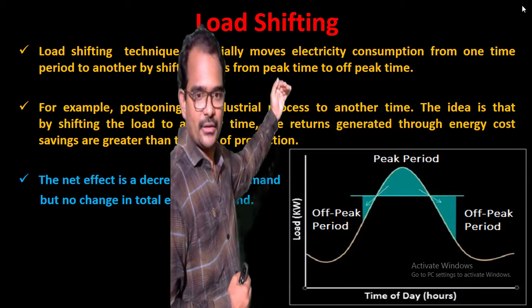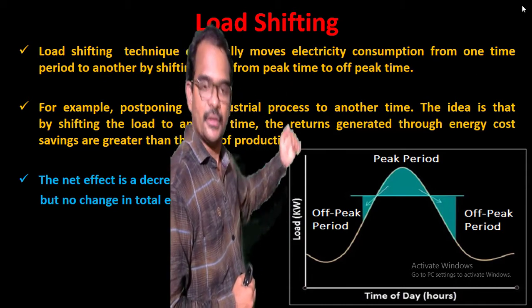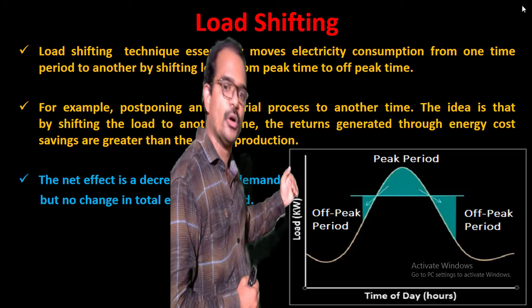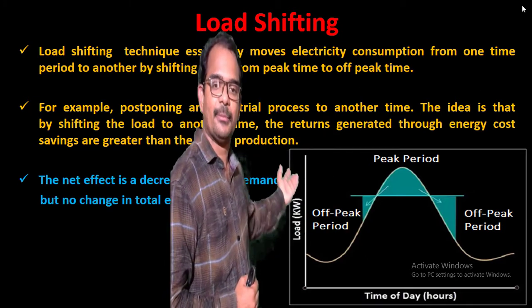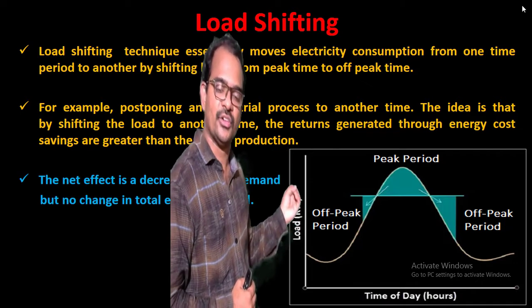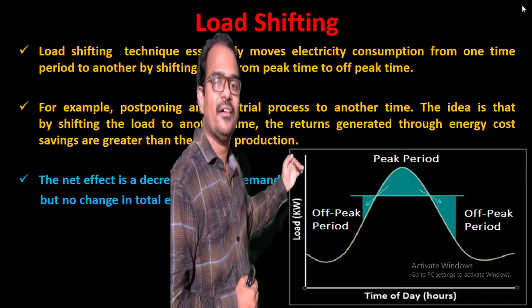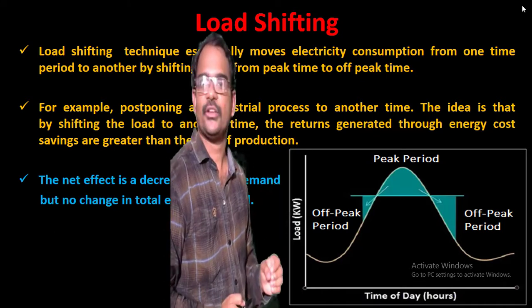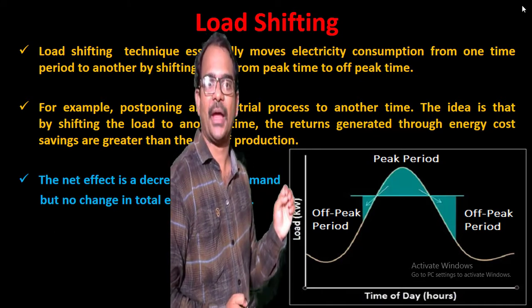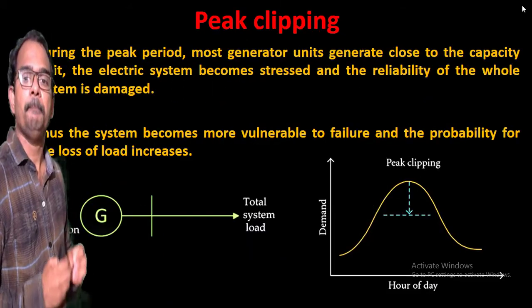That 50 megawatt, they are not reducing it, they are reducing the peak demand at that 2 hours, but that 50 megawatt will be added to the remaining hours, and thereby there is no change in the total energy demand, but you can decrease the peak energy demand at that particular peak period. So this is what is called the load shifting demand side management technique. And the second one is peak clipping.